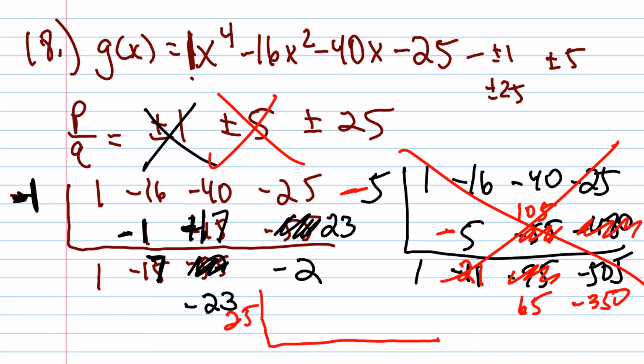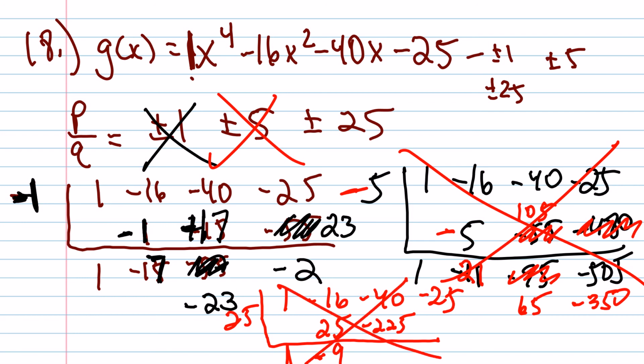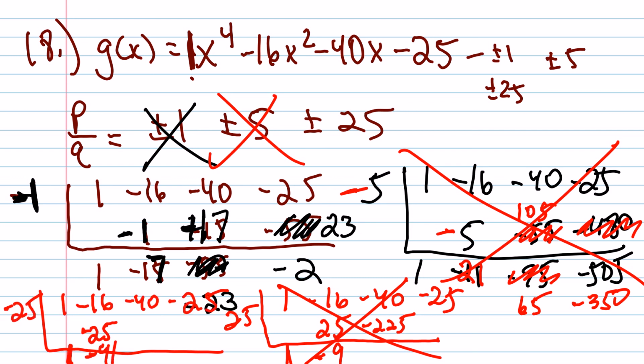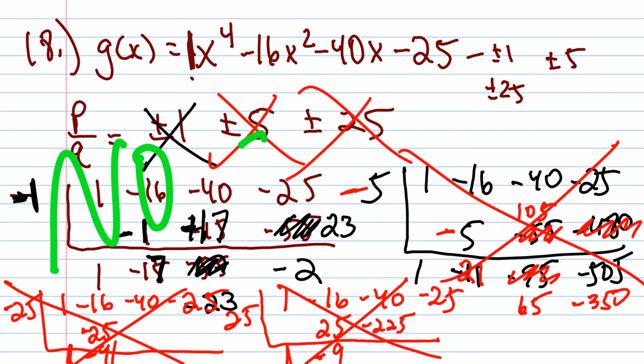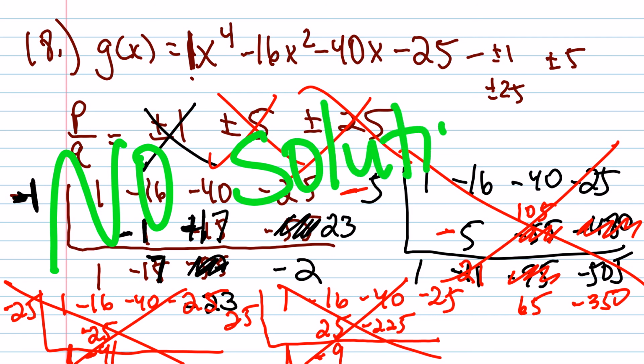I try 25 and I notice I'm going to get a really gigantic negative number. That's not going to work. So then I try negative 25. When I do negative 25, I'm already getting into the thousands, so that's not going to work. So I tried all my numbers, which tells me, once I try all the numbers and it doesn't work, there's no solution. Or at least with real numbers. So that's it.